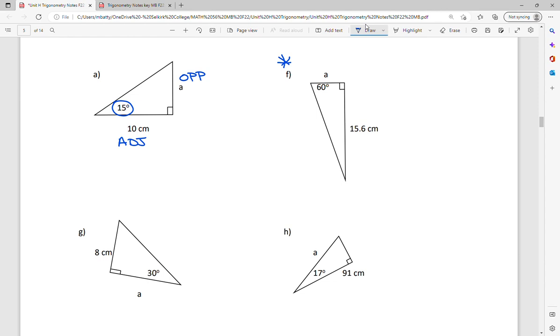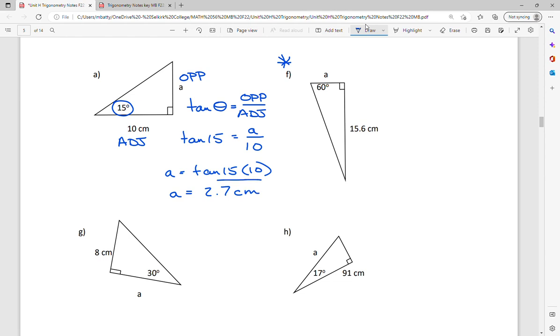Okay. Once I've got it labeled, I know which ratio I'm dealing with. So that's tangent of 15 is A over 10. A would actually equal tan 15 times 10 to get A all by itself. On my calculator, I can solve that A equals 2.7 centimeters.